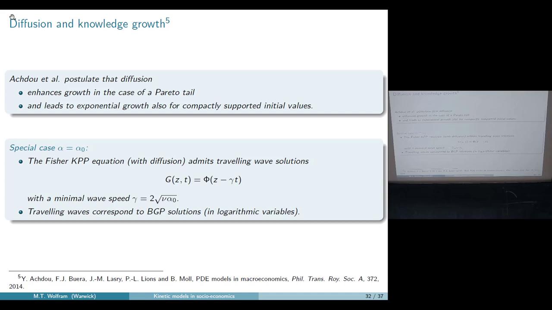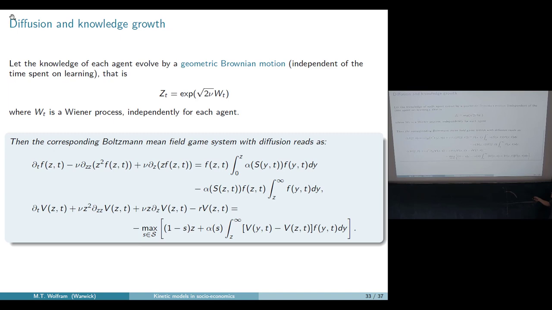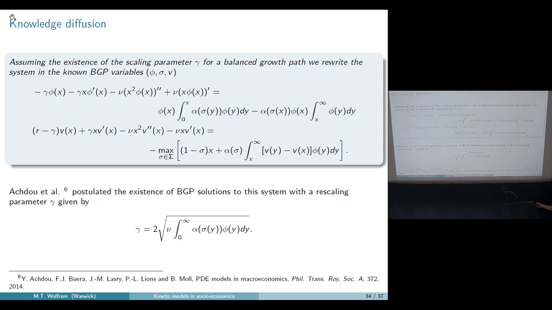And intuitively, one can go back to this case where you have this constant interaction rate, this alpha zero, and look at the Fisher-KPP equation. You might remember that we have this very simple equation, and then you have traveling wave solutions, and you can prove one-to-one the relation that this minimal wave speed relates to the BGP solutions in logarithmic variables. So there is this one-to-one correspondence. If you have the full system, you can do the whole analysis again. This is just the Boltzmann equation. If you have knowledge diffusion now here, you can do the same for the BGP. And what they postulated is this here, which corresponds to the minimal wave speed, translated to the old problem, this is your growth parameter.